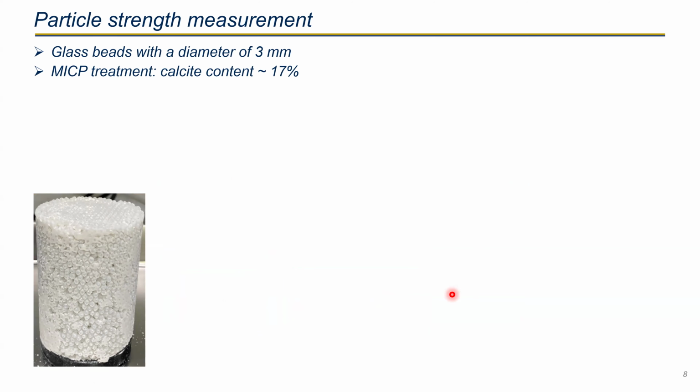Let me start with the experimental setup. In this study, glass beads having a diameter of 3 millimeters were used to minimize the variability between the soil samples, so we can clearly observe the trends in the experimental data. These glass beads were packed into the soil column, and MICP treatment was applied. After the treatment, as you can see here, the glass beads became a solid soil column.